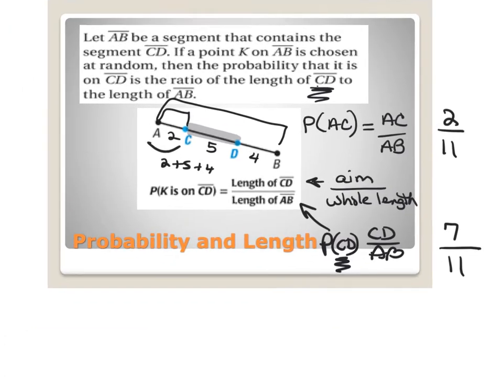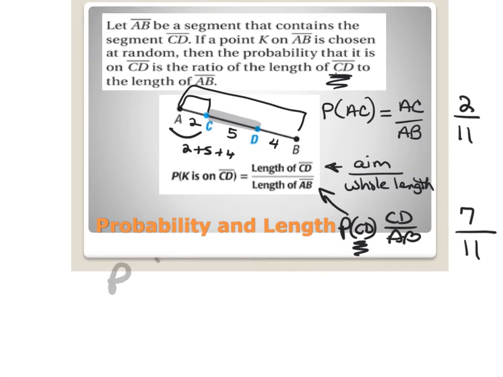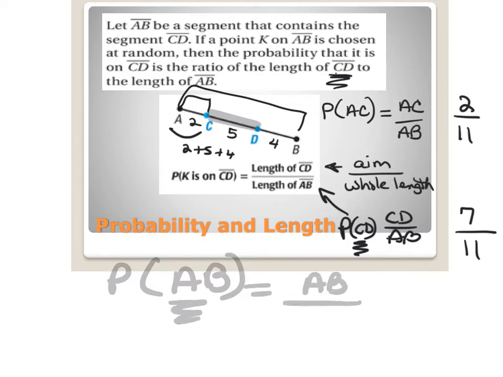Okay, now what if I ask you to find the probability of point K landing on AB? What would be that probability? 1 or 100%. Good. Because remember what you're aiming for, which was AB over the whole thing, anything divided by itself is 1 without even knowing any numbers, or 100%.